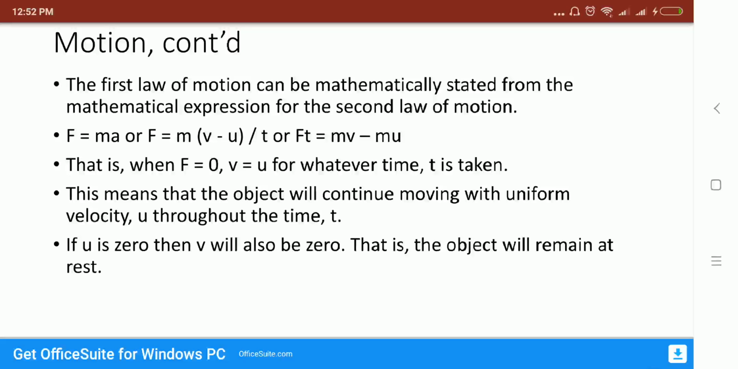Now if the applied force is 0, then v equals u. So the initial velocity and final velocity become the same. It means if an object is in motion and no external force is applied, then the object moves with constant velocity continuously, for whatever time it takes. Right? So the first law of Newton can also be mathematically expressed with the help of the second law.